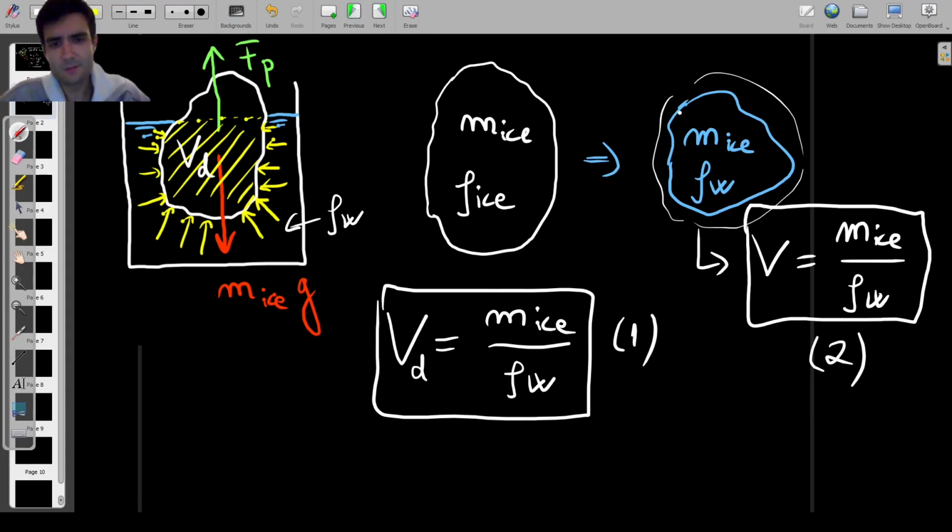And I used symbols for this, but obviously if you've got a value of the mass of ice, you can use that instead. The point here is that the numbers themselves don't change the problem, because the displaced volume is always going to depend on the mass of the ice and the density of the water in the glass.